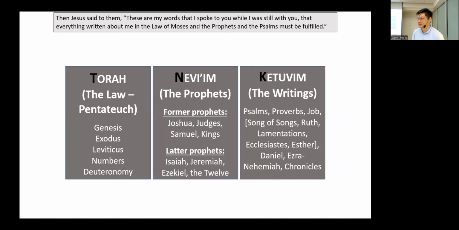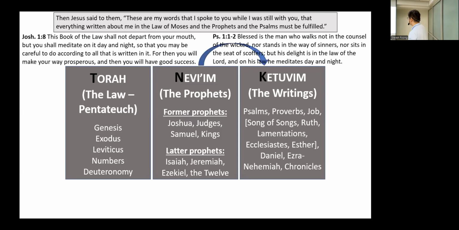Anyhow, so Torah, Nevi'im, Ketuvim, is this stable? How do we know that this is actually a unit? It's because of some editorial work that has been done. Here is Joshua chapter 1, verse 8. So this is Joshua. This is the first book of the Nevi'im, right? And this is Psalm. This is the first.